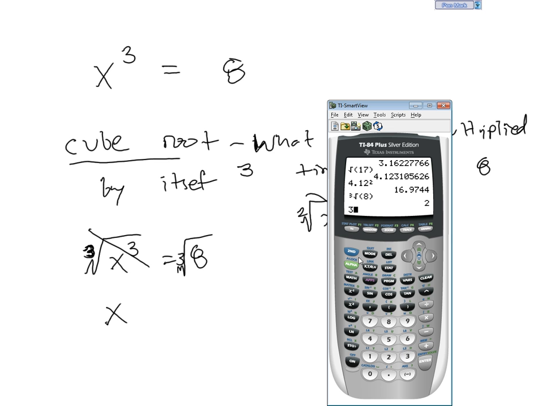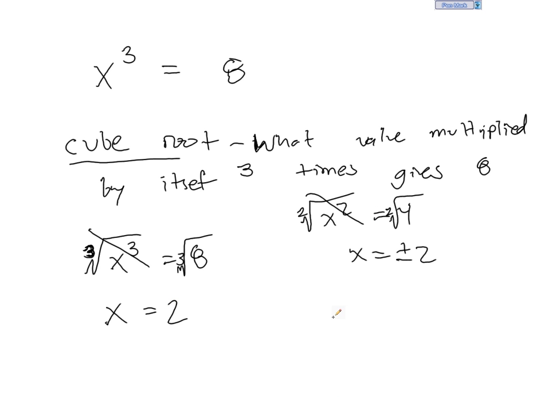Now be careful, you can't just do 3 square root 8, because that's actually 3 times the square root of 8, which is totally different. So x would equal 2 in this situation. Now in a similar setting, if we look at x to the fourth equals, let's say, 20. So what number times itself 4 times gives me 20? Well, in a similar fashion, we could take the fourth root of both sides.